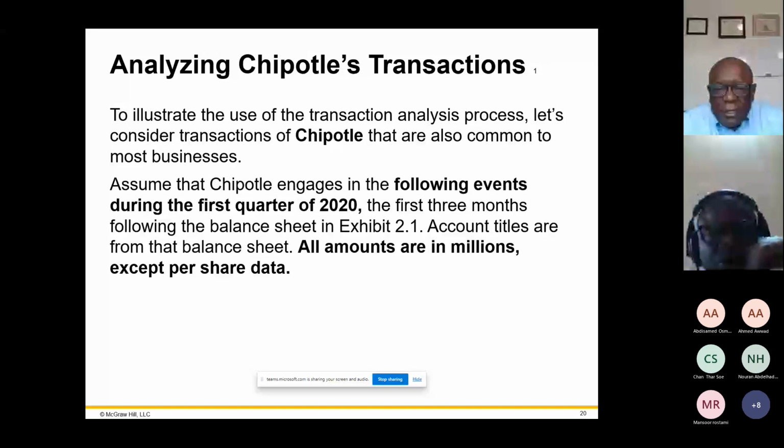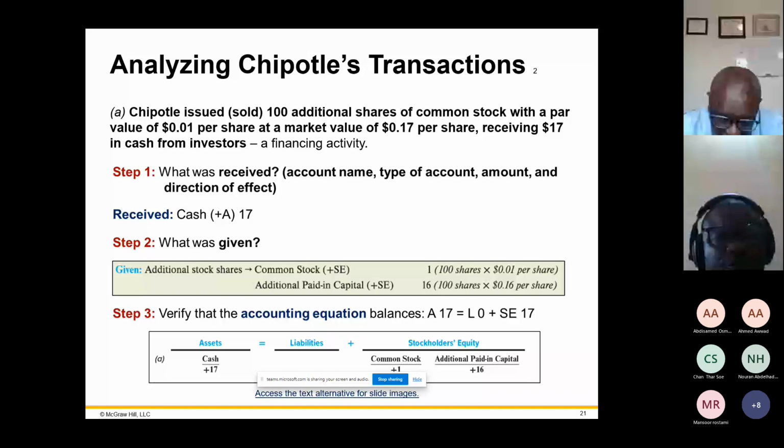Chipotle sold 100 additional shares of common stock with a par value of $0.01 per share at the market value of $0.17 per share. So you can see that the investor will be paying what the market says, and the market price is 0.17. So the investor will pay $17 for these shares in the market. But when you look at the company, the share par value is 0.01. So what is 0.01 of 100? That would be $1. So that means the investor has paid an excess of $16 because of the market price.